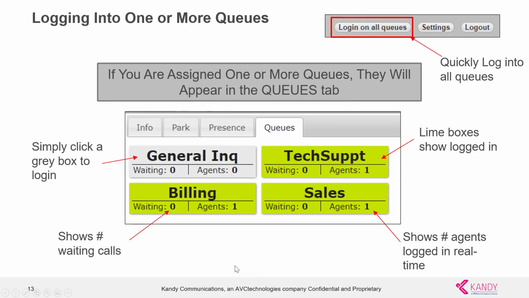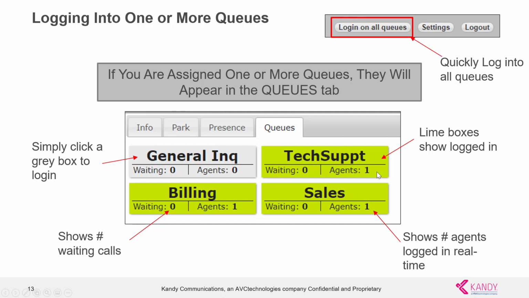You can log in to 1 or more queues. Across the top, there'll be a button, Log In on All Queues. You could have also set the option, as we just covered, that when you press this Log Out button, it will log you out of all queues automatically. You may only be assigned 1 queue. If you are, then that will appear under the Queues tab and will show initially green or gray. Gray meaning you are logged out. It does show how many calls are waiting in queue and how many agents are logged in real time.